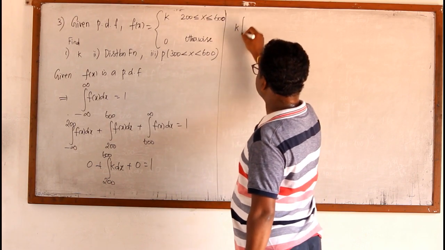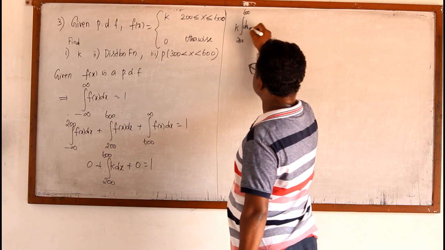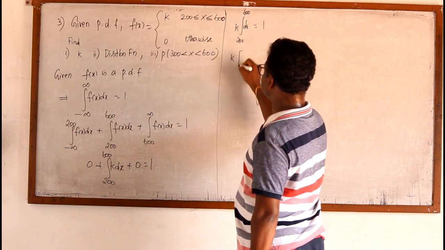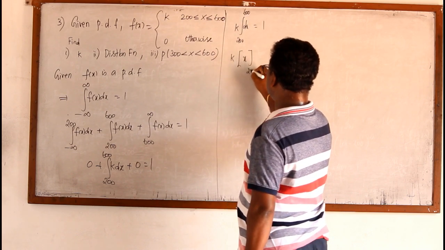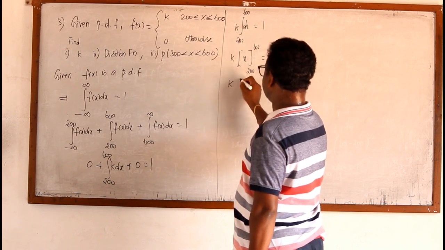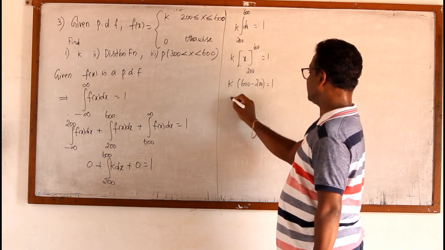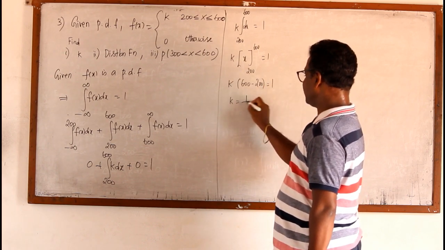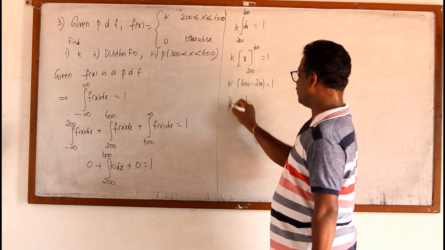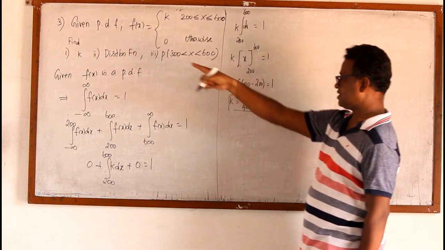Now, only this integration exists. So k can be taken out. k times the integral from 200 to 600 of dx is equal to 1. Then dx integration is x, from 200 to 600, and k equal to 1. K into upper limit 600 minus 200 equal to 1. This is 400, and when it is taken to the other side, 1 by 400. This is the value of k. So I found the first answer.